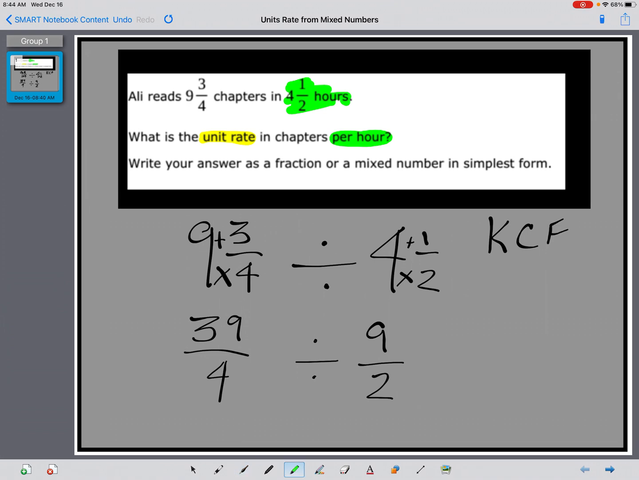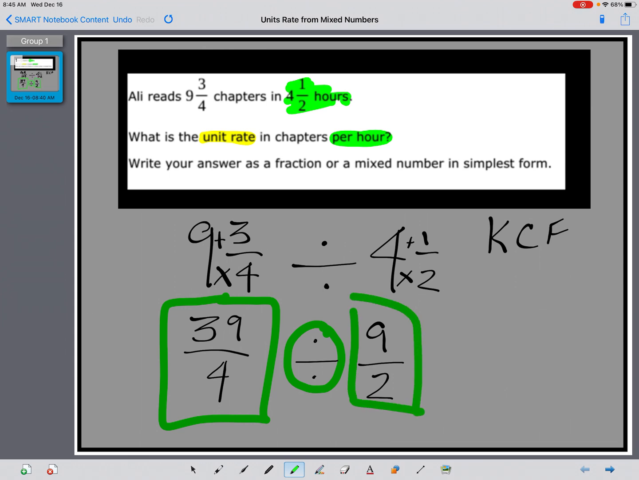Okay, which basically means we're going to keep the dividend the same, but we're going to change the division to multiplication, and then we're going to flip the divisor. And so it's going to look like this now. So keep the 39/4. We're going to change the division to multiplication, and then flip that divisor over. And so now our problem looks like that. And now we can just simply multiply across and then simplify.